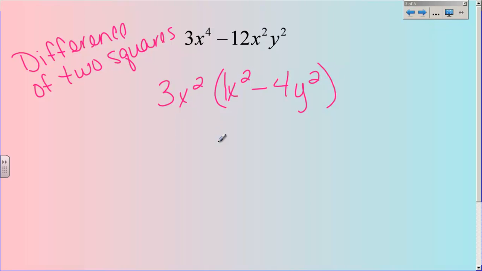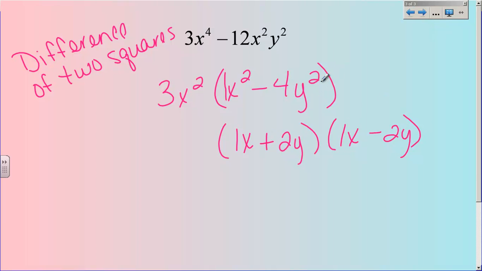So to factor a difference of two squares, you are going to take the square root of the two terms, and your two factors, one will be plus and one will be minus. So the square root of 1x squared is 1x because 1 times 1 is 1 and x times x is x squared. The square root of 4y squared happens to be 2y because 2 times 2 is 4 and y times y is y squared. Do not forget the 3x squared that you pulled out as a GCF. You are done. It is now factored.